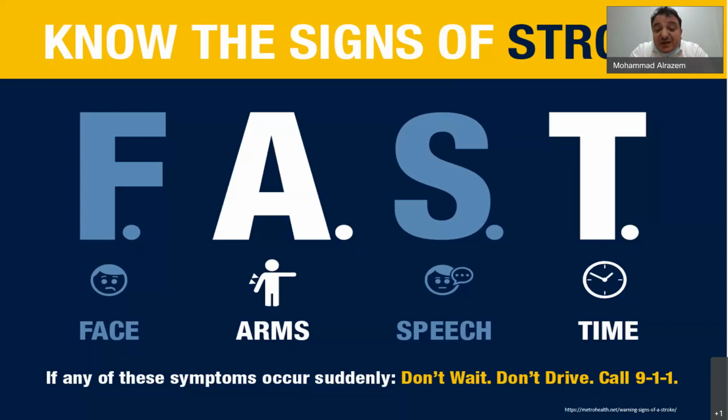Arm: you will see a very weak arm. Speech: he will start to have slurred speech. He cannot give a full sentence or a full word. T: time to call. Immediately, time to call. So if these symptoms occur in anybody, don't wait, don't drive, and call 911 immediately. So these are the signs of stroke.